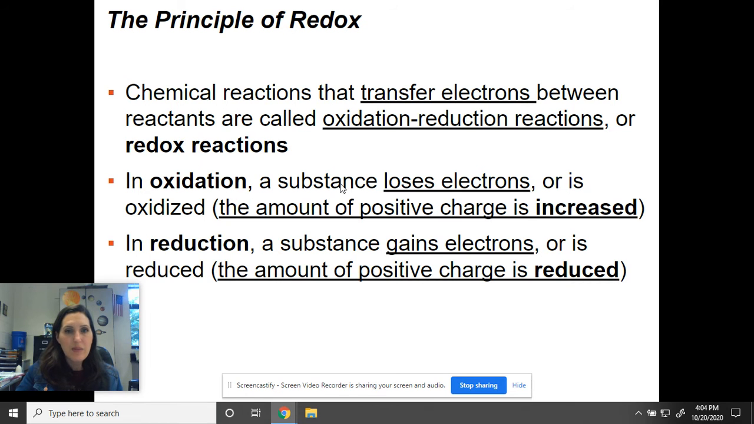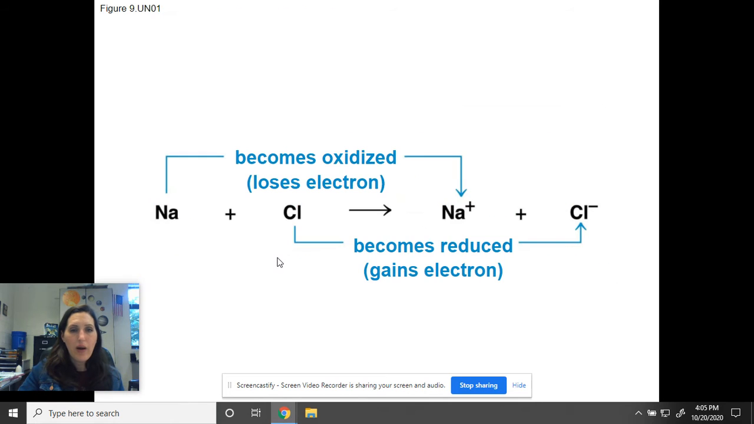In oxidation, a substance loses electrons, or is oxidized. The amount of positive charge is increased because it's going to lose the hydrogens. In a reduction, a substance gains electrons, and the amount of positive charge is reduced, okay? If you gain an electron, in my brain, you're gaining, you're reducing. This doesn't make sense, but you have to think that we're gaining a negative, so the positive charge goes down, okay?